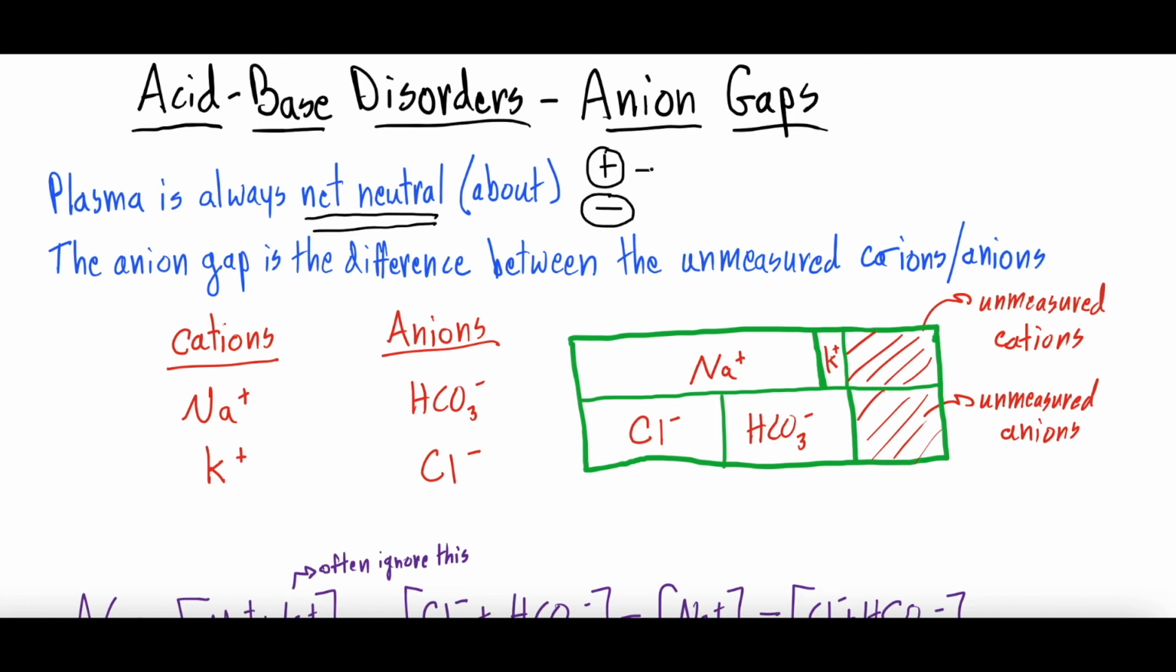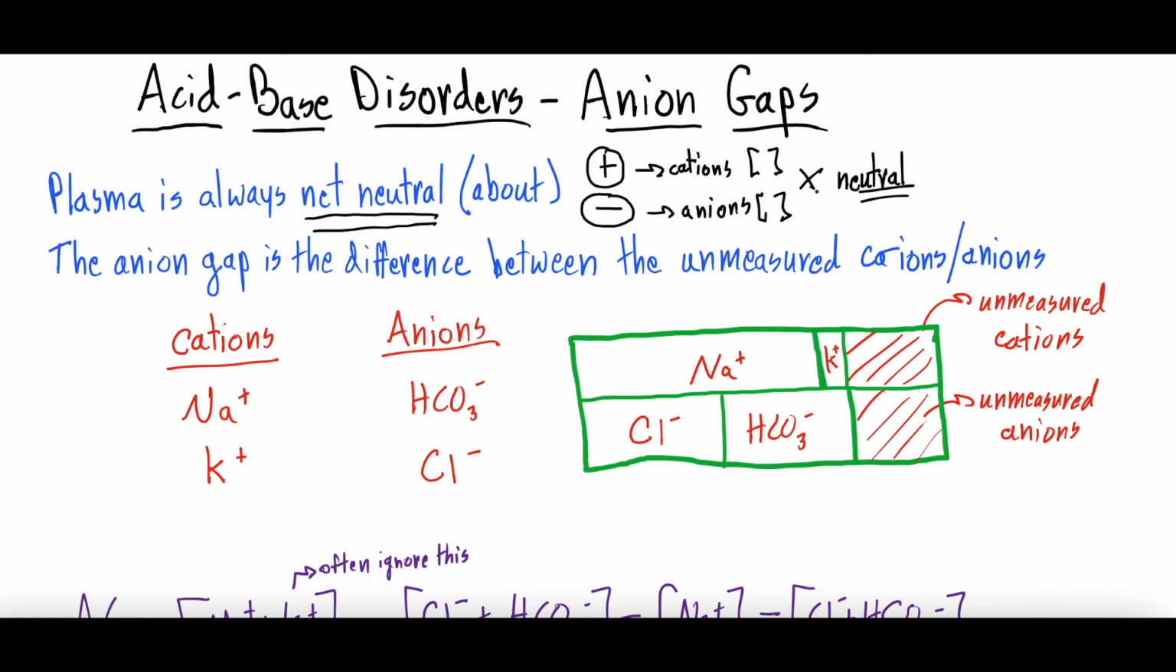These positively charged particles we refer to as cations, and the negatively charged particles we refer to as anions. And the concentration of these is about the same, to the point where they cancel each other out, and we end up with a net neutral substance. And that substance is our plasma or our blood.